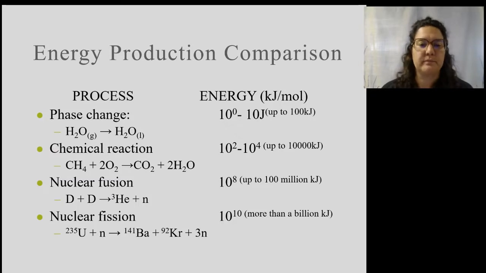Nuclear fusion creates an energy change of up to 100 million kilojoules. This would be the forming of particles. A nuclear fission, or the breakdown of particles, creates more than 1 billion kilojoules. So more energy, but it also creates nuclear waste.